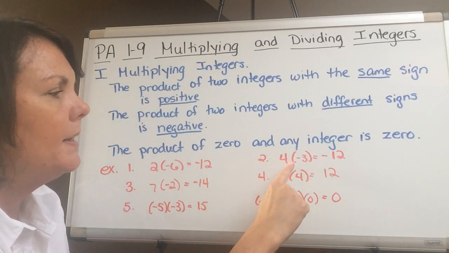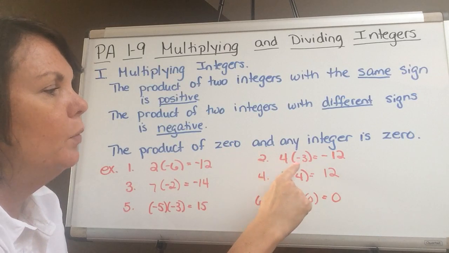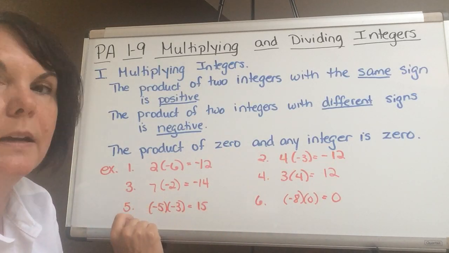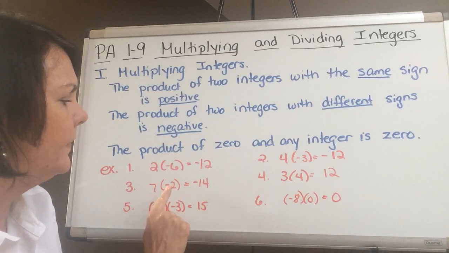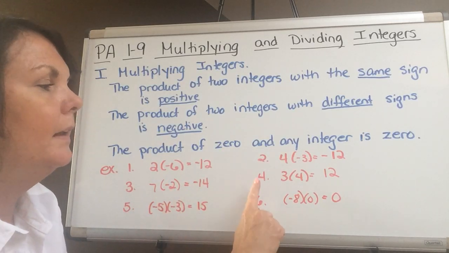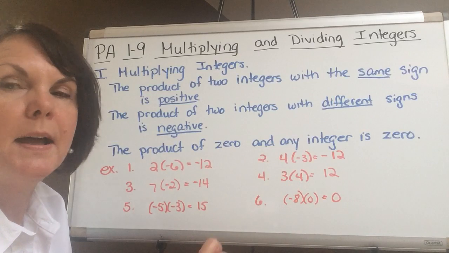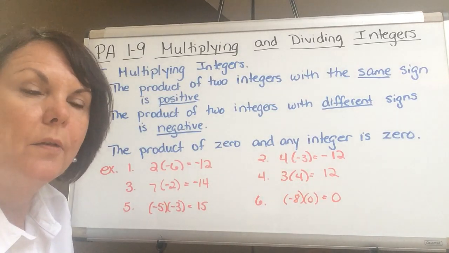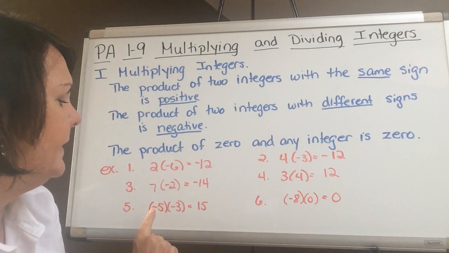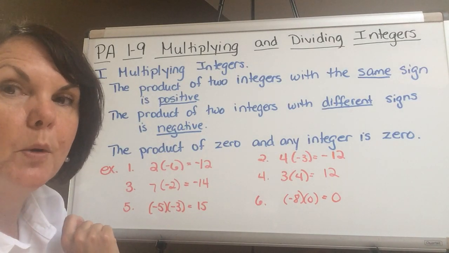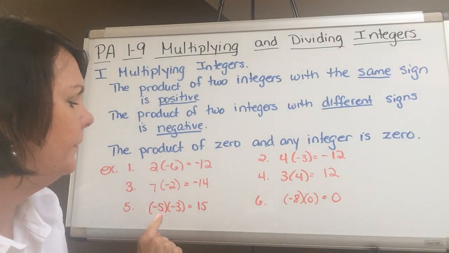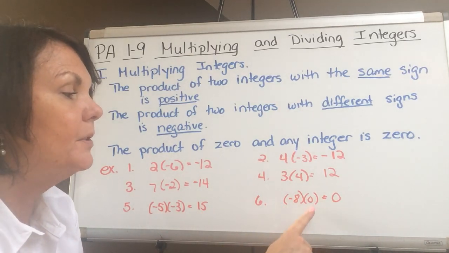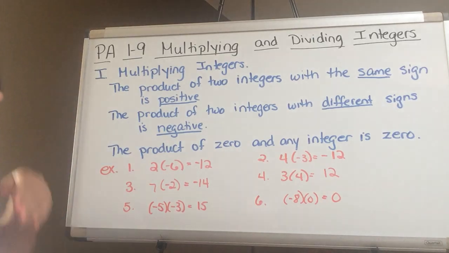Number 2, a positive times a negative is a negative. 4 times 3 is 12. Number 3, positive times a negative, they're different, is a negative. 7 times 2 is 14. Number 4, a positive times a positive, they're the same. That's a positive. 3 times 4 is 12. Number 5, a negative times a negative, they're both the same, so that's positive, and 5 times 3 is 15. And number 6, any number times 0 is 0.